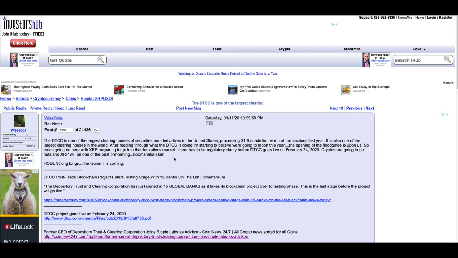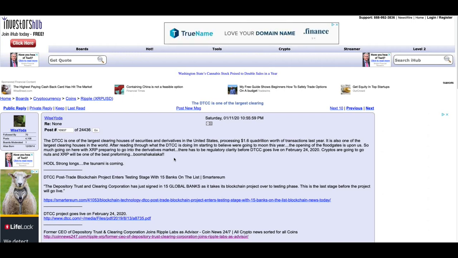There you go. Okay, now, so this was like a message board post or something that was sent to me, or that was in that reply. This is someone saying this. The DTCC is one of the largest clearinghouses of securities and derivatives in the United States, processing 1.6 quadrillion worth of transactions last year. It is also one of the largest clearinghouses in the world. After reading through what the DTCC is doing, I'm starting to believe we're going to the moon this year. This is somebody writing in, I believe, 2020. The opening of the floodgates is upon us. So much going on here with XRP preparing to go into the derivatives market.